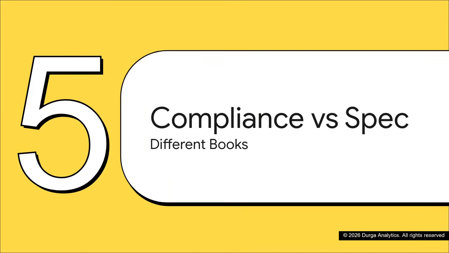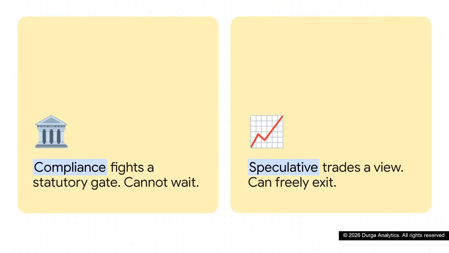Section 5. Let's bring this all back to the compliance versus speculative desks. We've been weaving this dynamic in, but let's make it explicitly clear. The exact same market event forces these two books to act completely differently. If a major announcement is imminent, the speculative book can just stand aside. Doing nothing is a perfectly valid position when you're trading a view, but the compliance book cannot halt.